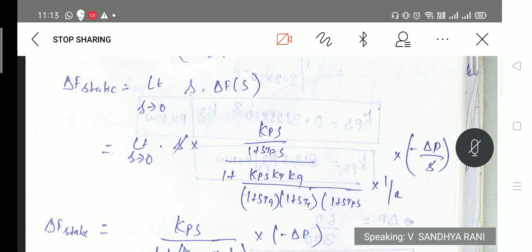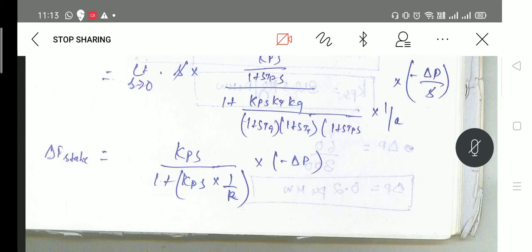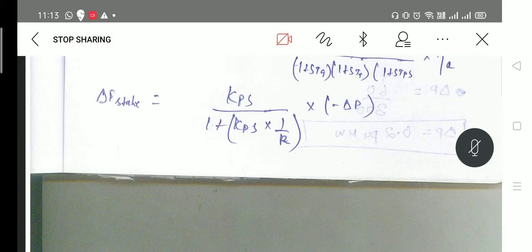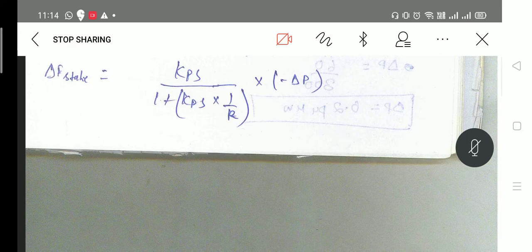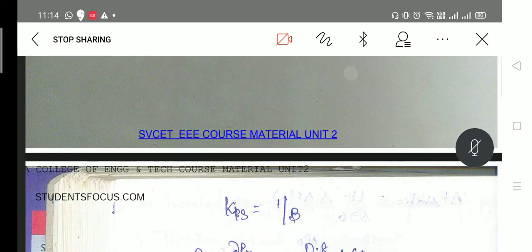What will we get? Finally we will get delta F steady state is equal to Kps by 1 plus Kps into 1 by R, into delta PD. Okay.